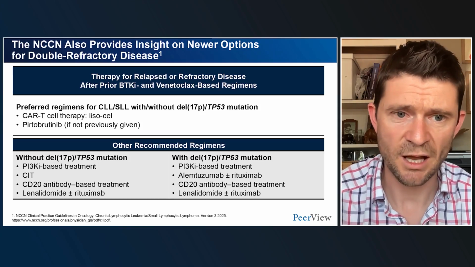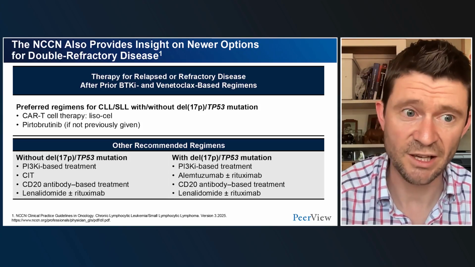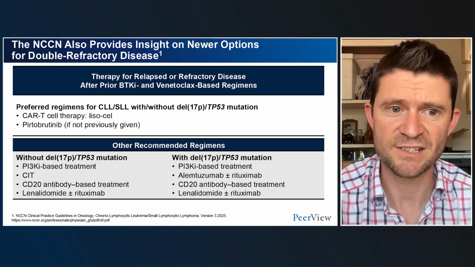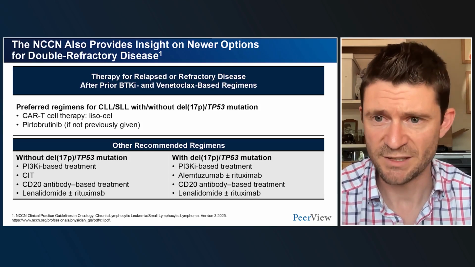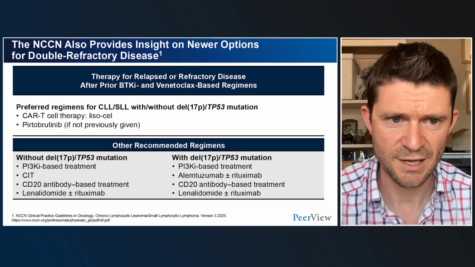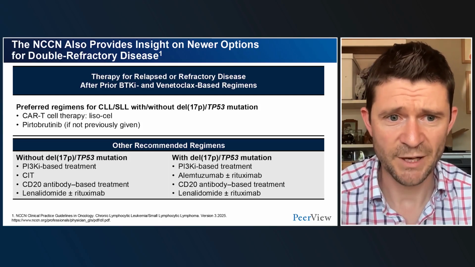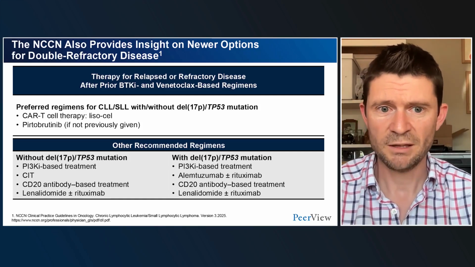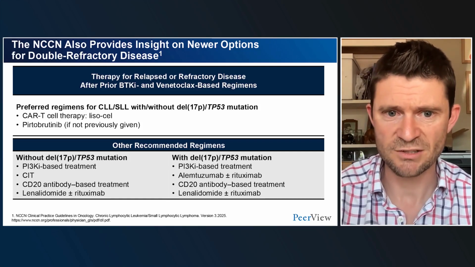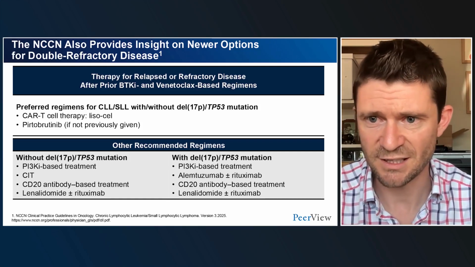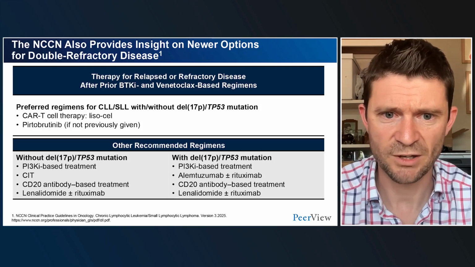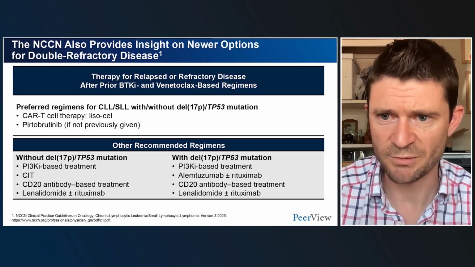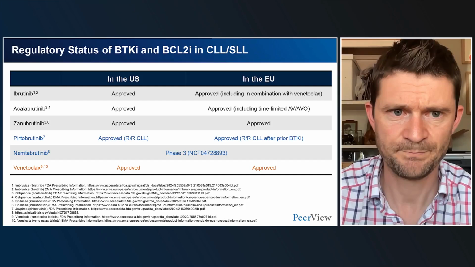In the US, liso-cel, the anti-CD19 CAR T-cell therapy, is approved, as is pirtobrutinib in this setting if previously non-covalent naive. And then there are a range of, I think it would be fair to say, historical therapies that may have value on occasions. Agents such as the anti-CD52 targeting antibody alemtuzumab, and also agents such as lenalidomide and PI3 kinase inhibitors.